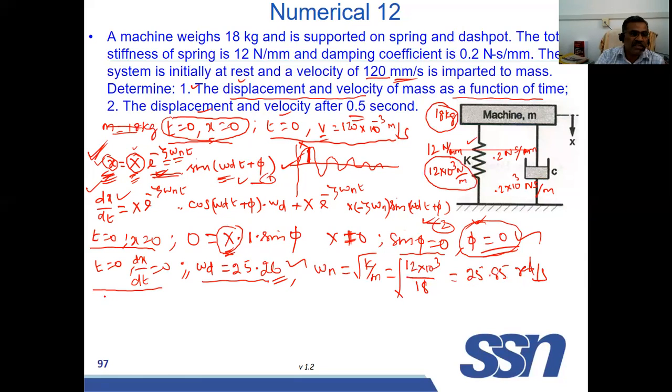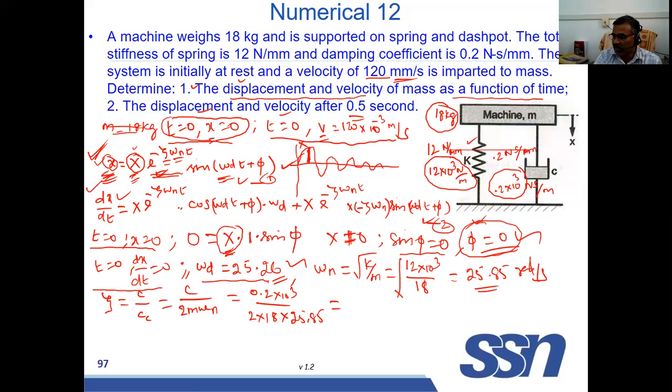And we need to calculate psi also. What is psi? C by cc. What is cc? We have an equation, 2m omega n. What is the value of c? It is given in the problem. It is 0.2 into 10 power 3 divided by 2 into m, 18 kg, into omega n. What is omega n? It is 25.85. That will give the value of psi. Psi is equal to 0.215. This is the value of psi.